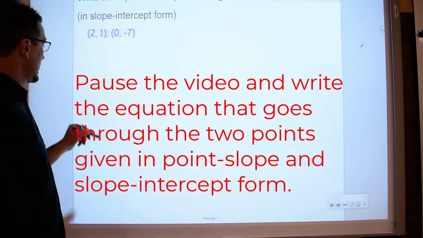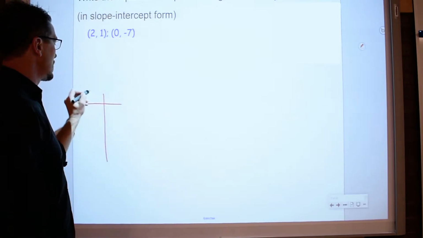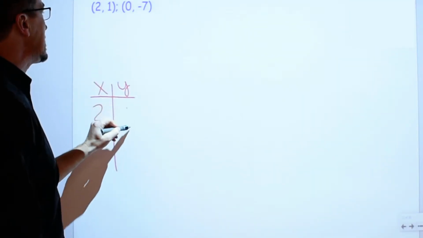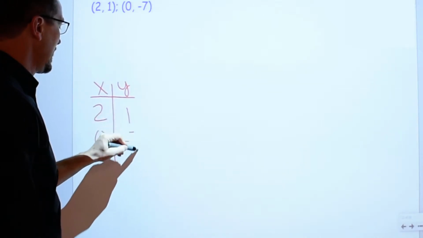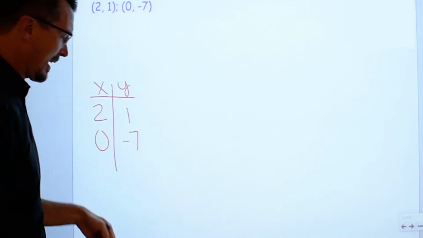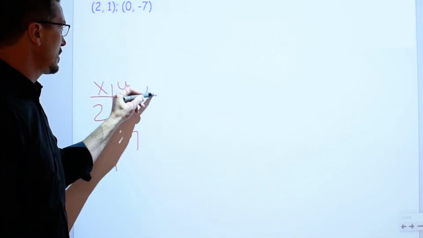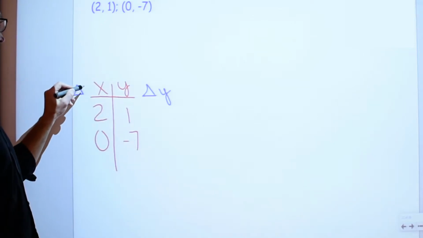I have 2 points. The first thing I'm going to do is find the rate of change. I think finding the rate of change is the easiest way to find a slope. And you could do it this way, but something about looking at a table just makes life easier. And so I'm looking for the change in the y over the change in the x.